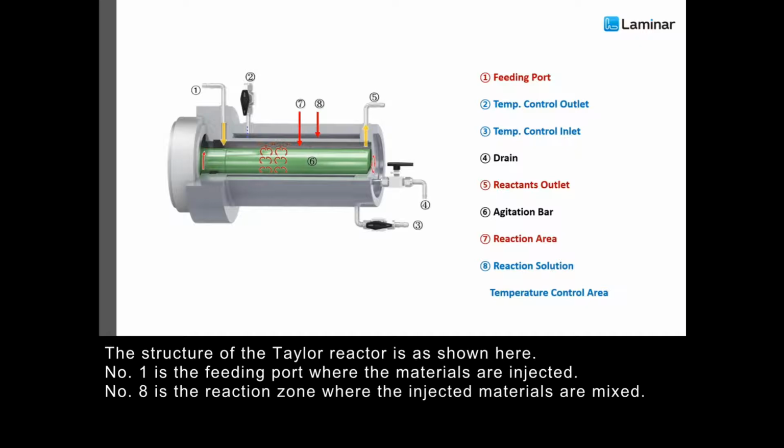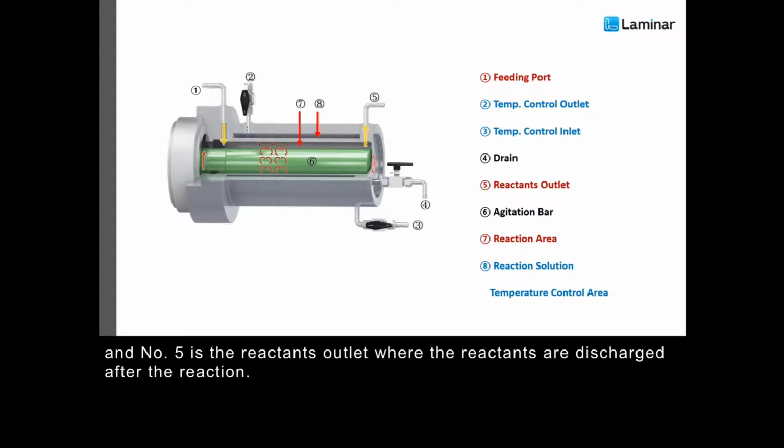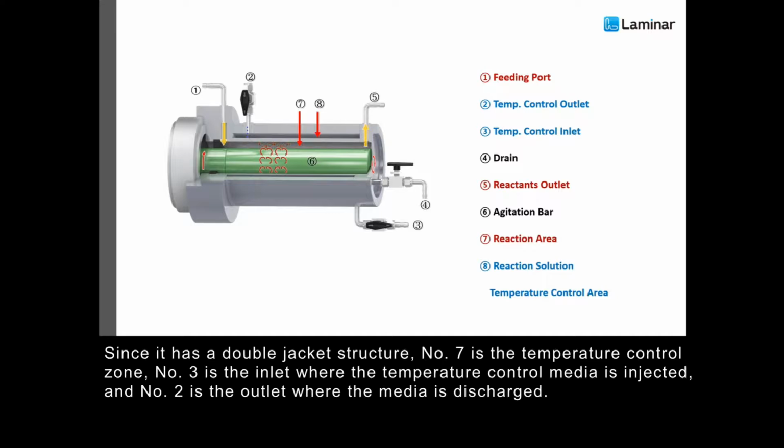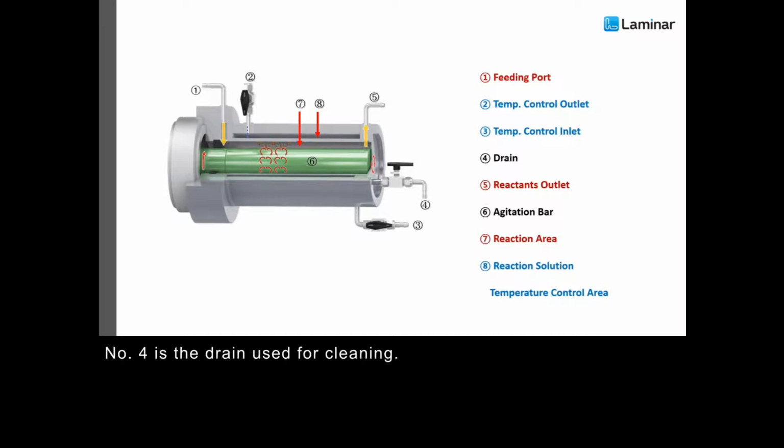The structure of the Taylor reactor is shown here. Number 1 is the feeding port, where the materials are injected. Number 8 is the reaction zone, where the injected materials are mixed. And number 5 is the reactant outlet, where the reactants are discharged after the reaction. Since it has the double jacket structure, number 7 is the temperature control zone. Number 3 is the inlet, where the temperature control media is injected. And number 2 is the outlet, where the media is discharged. Number 4 is the drain, used for cleaning.